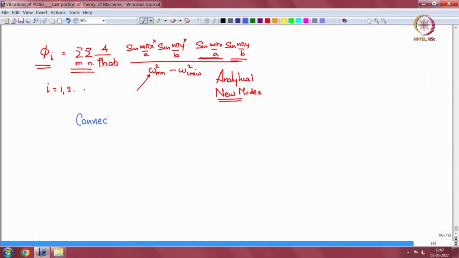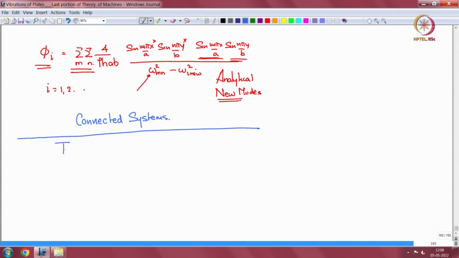Welcome to this next lecture on vibrations of plates and shells. We are in this topic of connected systems. And we are using the receptance method to connect the systems and find the new mode shapes and resonances. So we did one example, the simple example last time. So let us augment that example.